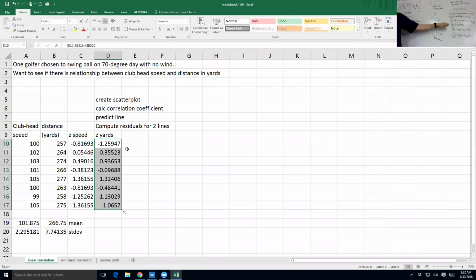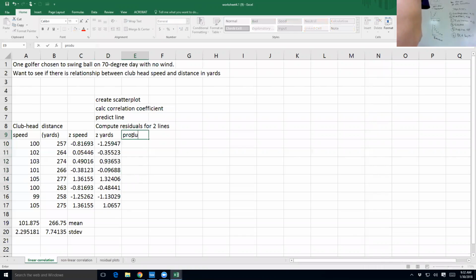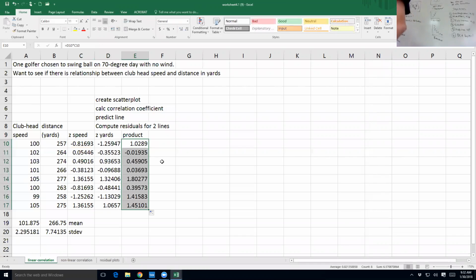Nope. Find the product. So I need to find the product. What am I finding the product of? The 2 Z-scores. So I pick this number, I'm going to multiply it by that number, right? Do I need to F4 that? No, we want those to change. We are going to do that for all of those.